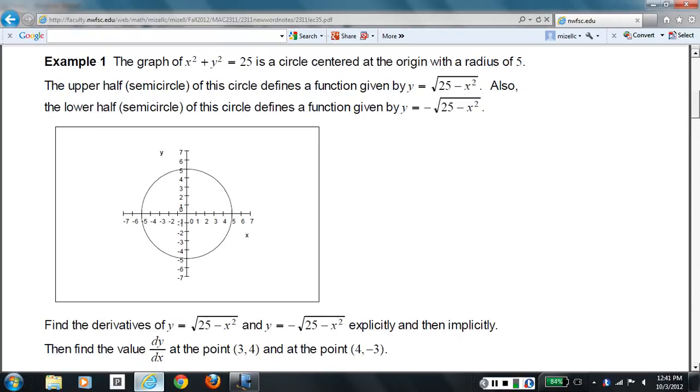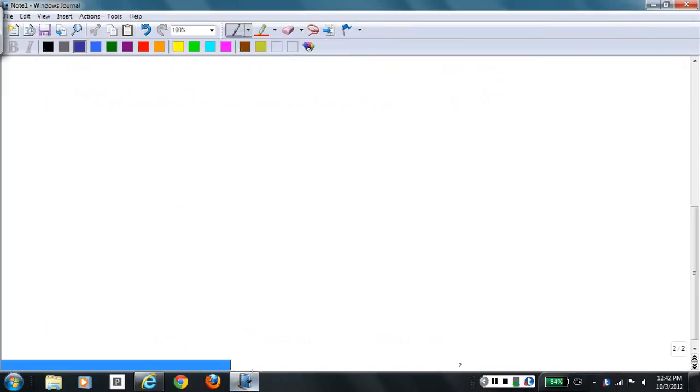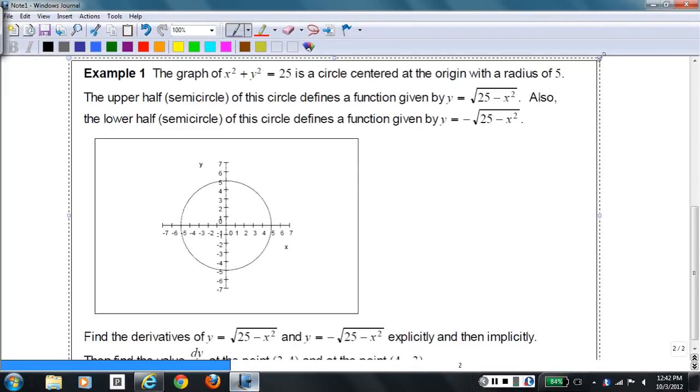And then y equals the negative of that, negative square root of 25 minus x squared, for the bottom half. First we want to find the derivatives using the chain rule and the power rule that we've been using. Find them explicitly in terms of x, and then we'll go back to this original equation and differentiate implicitly and compare. See if we get the same answer. So first, the explicit derivatives. So nothing new just yet.